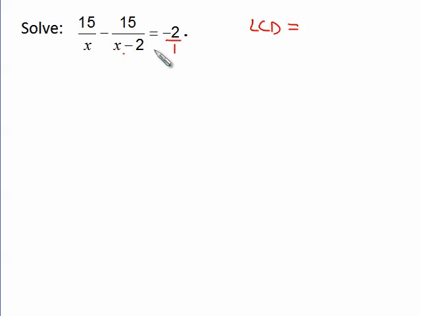This side's over 1. So x and x minus 2 are relatively prime because they're both prime and they don't have any factors in common. So my least common denominator would be x and x minus 2. So what I'm going to need to do then is multiply all three terms by x and x minus 2. So I'll give myself a little bit more room here. So I'll write it again.